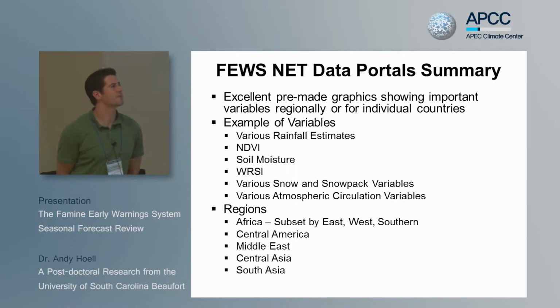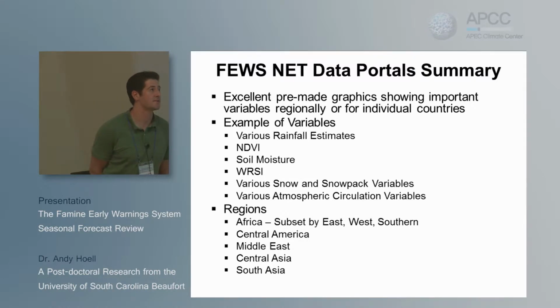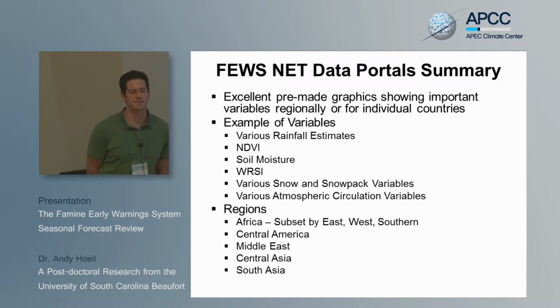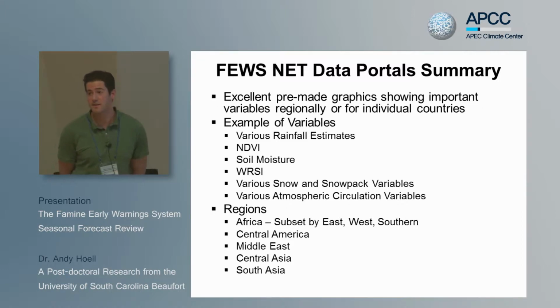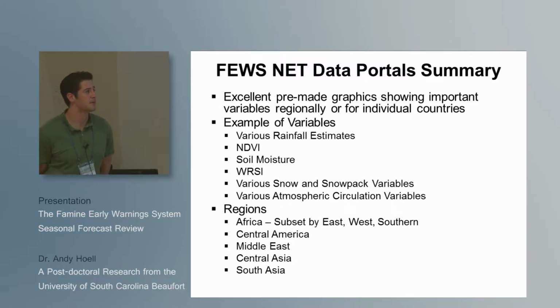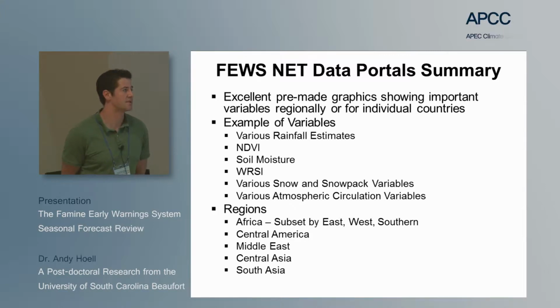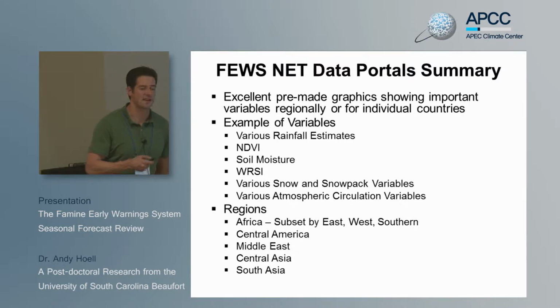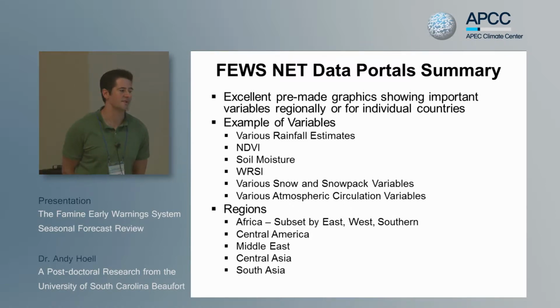So the FEWSnet data portal summary: it has nice pre-made graphics, and it shows important variables regionally or for individual countries. So you might want to consider looking at that if that interests you. Here are some examples of variables. This really isn't an exhaustive or complete list. So various rainfall estimates, whether it be RFE or a new product that we've developed in-house called CHIRPS, NDVI, soil moisture, WRSI, snow and snowpack variables for Central Asia, and various atmospheric circulation variables. This is something that personally I'd like to see a little bit more of in our data portals, and hopefully we can do that. And again, the regions: Africa, Central America, Middle East, Central Asia, South Asia.